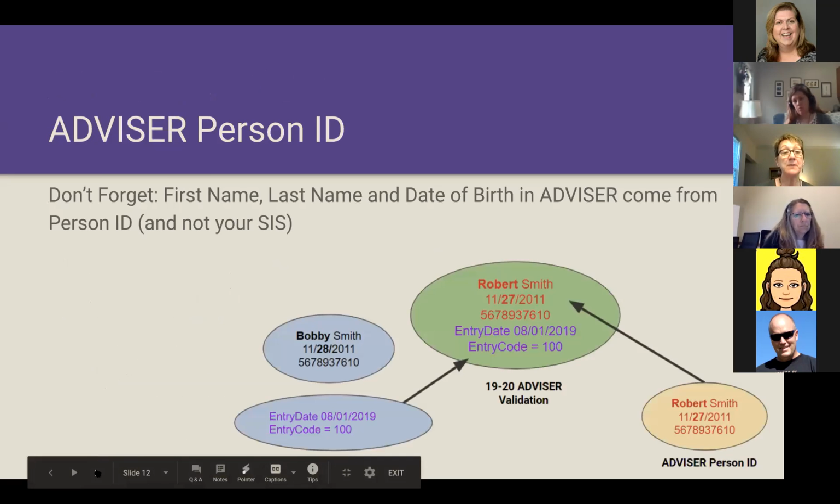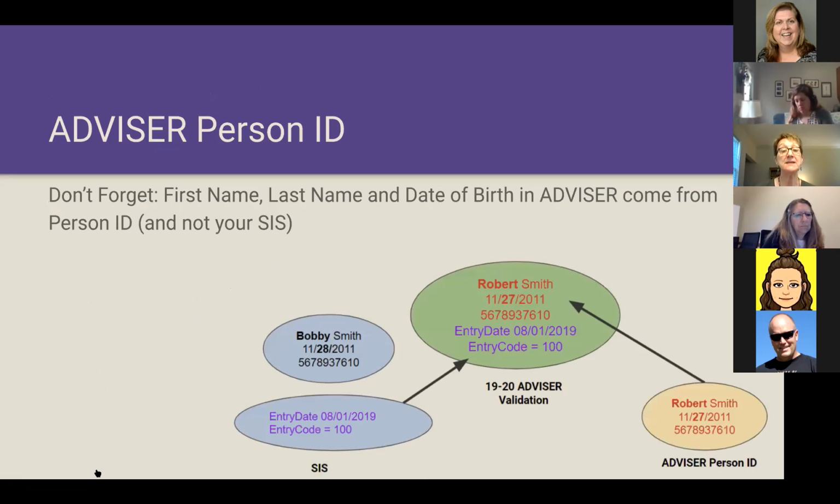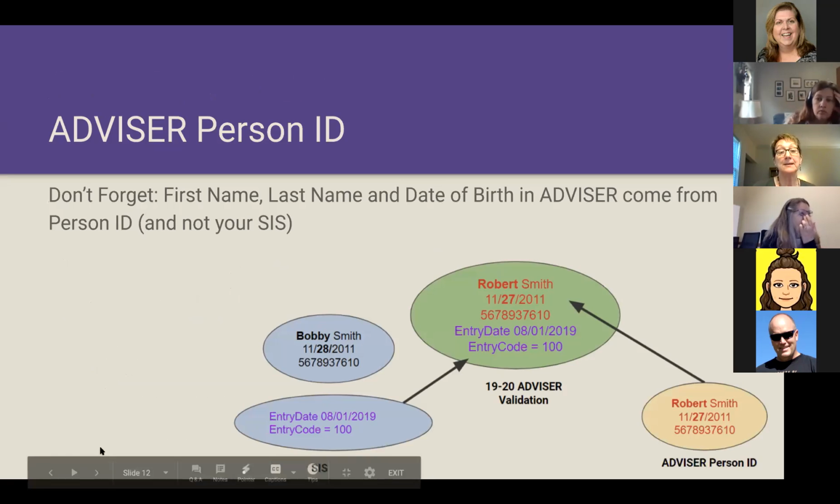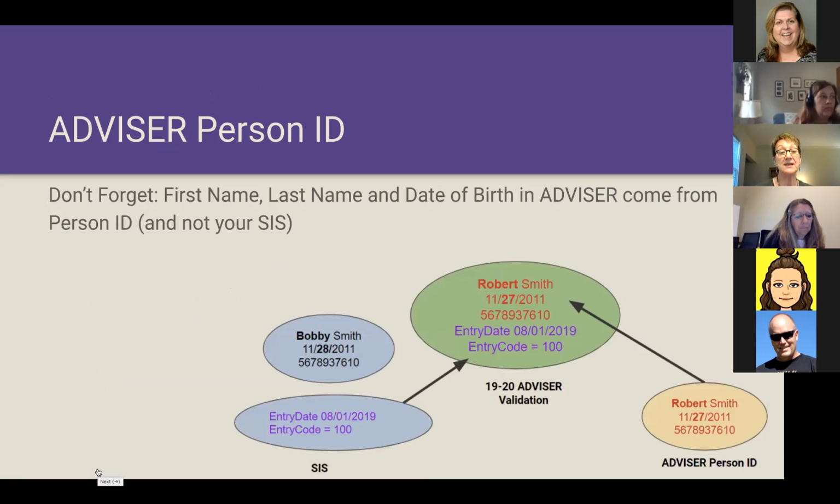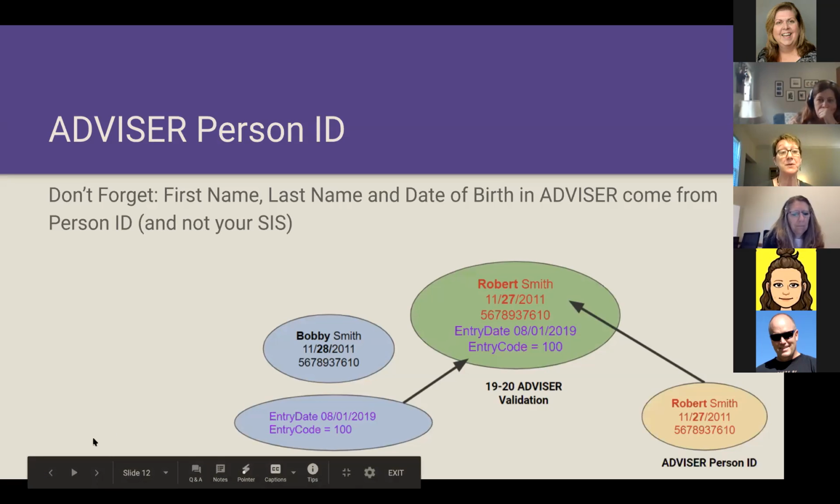And then as a reminder, advisor person ID is where advisor validation gets the student's name and birth date. So what's in your student information system for a student's name and birth date is not what's going to publish to advisor validation. It's what's in advisor person ID. So if there's something that doesn't look right on a birth date or a student's name, it's probably needing to be corrected in the advisor person ID collection.